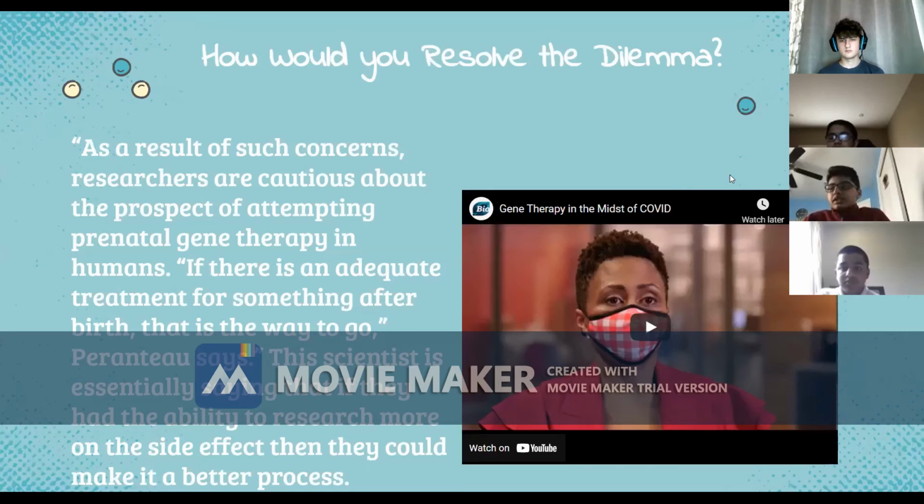How would you resolve this dilemma? Since gene therapy is not funded by the government, it is hard for scientists to develop solutions to the problem of this therapy. I would resolve this dilemma by conducting more research.